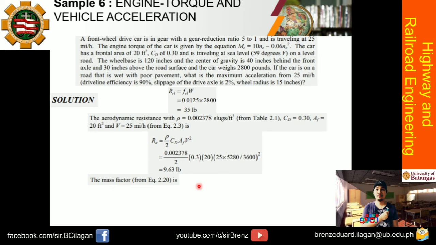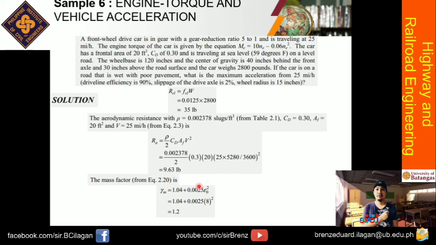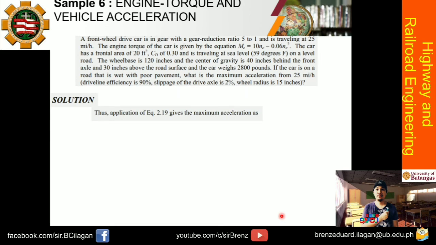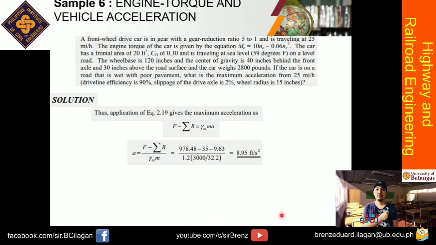Thus, the mass factor is given by equation 2.20, or that is gamma m is equal to 1.04 plus 0.025 times 8 squared, or that is 1.2. Thus, application of equation 2.19 gives the maximum acceleration as F minus the sum of R is equal to gamma m times m sub a. Or if you're going to solve for a, cross multiplication mo lang, so F minus sum of R over gamma m times m, or 978.48 minus 35 minus 9.63 over 1.2 times 3,000 over 32.2. So the answer will be 8.95 feet per second squared.